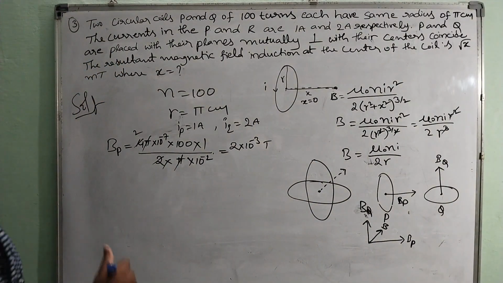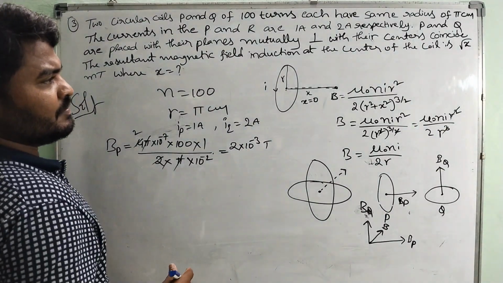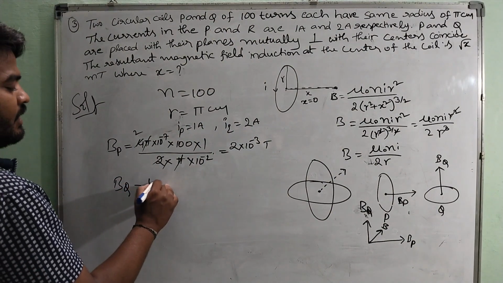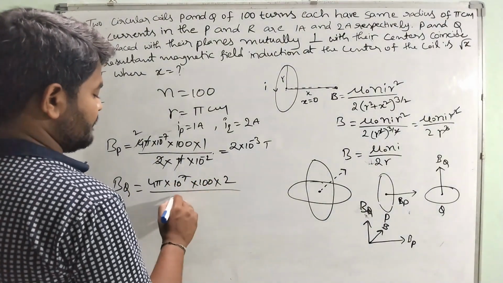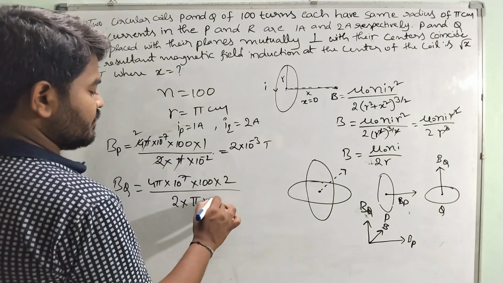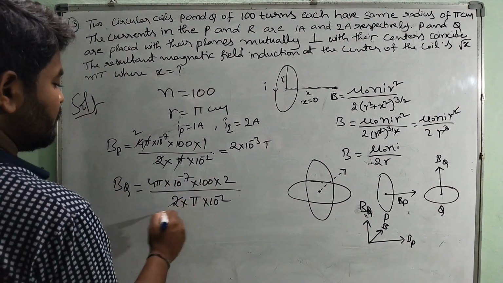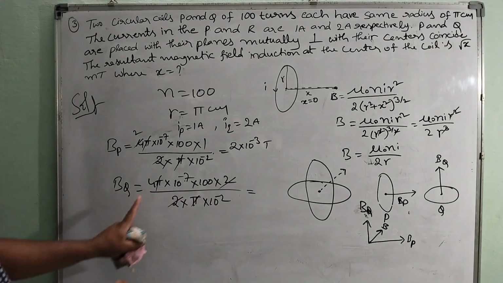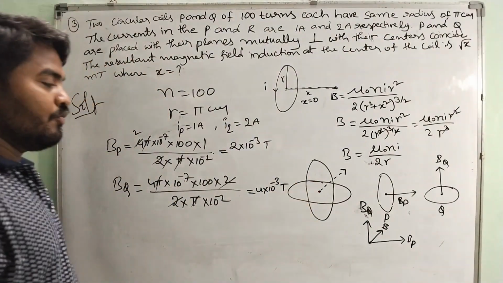Clear? Next, let's find BQ. In the same way, 4 pi into 10 to the power minus 7, 100 into 2, by 2 into the same radius, 10 to the power of minus 2. The 2 cancels, pi cancels, and this time it will be 4 into 10 to the power of minus 3 Tesla. Now we want the resultant.